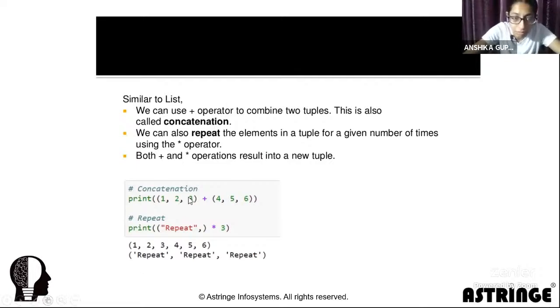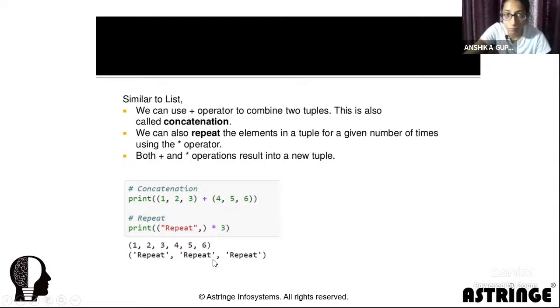Suppose I have to get all the elements in (1, 2, 3) plus (4, 5, 6), this is a tuple. If I have to print these all, it will give me a single tuple, that is 1, 2, 3, 4, 5, 6. If I have to get the repetition of a tuple, I have not written any program, any list here. I just wrote that I need a repetition of repeat, and it will give me repeat, repeat, and repeat up to 3 levels because it's a tuple. It will be separated by commas.